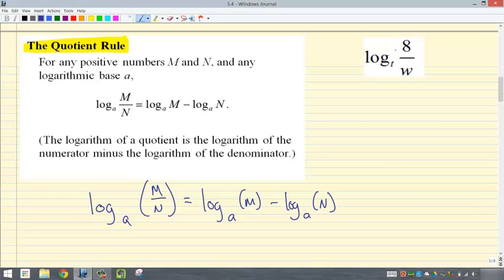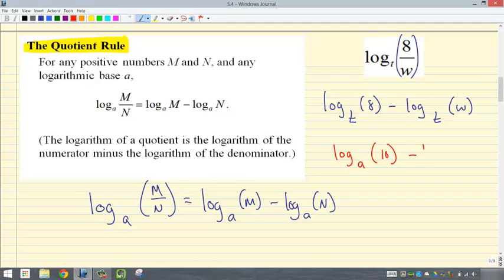This is log base t of, and again I wish they'd put parentheses around this, 8 divided by w. So if we rewrite that, it'll be log base t of 8 minus log base t of w. That's going from a single log to multiple logs. We could also go from multiple logs, log base a of 10 minus log base a of 2. Yeah, so this would be log base a of 5.